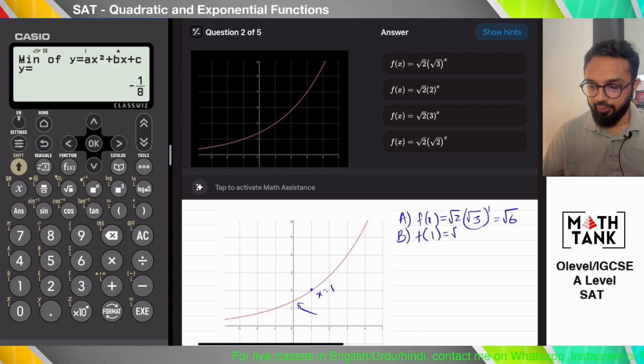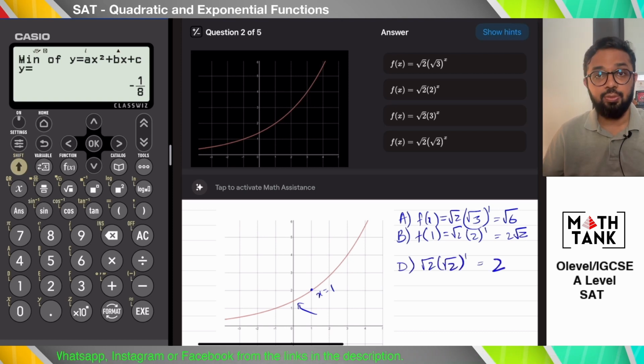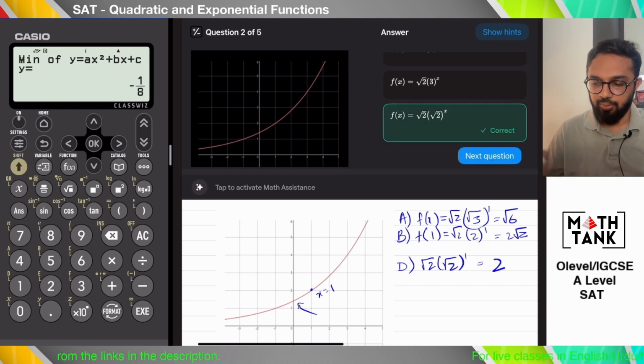F of 1, root 2 into 2 power 1. No, that gives me 2 root 2. So answer option D, it looks like it might give me that. That gives me 2. So that's the only answer option that's giving me the correct point. So I think that should be the correct answer.